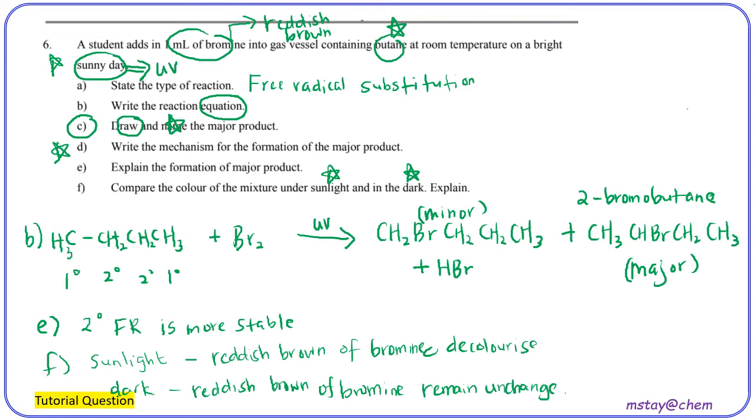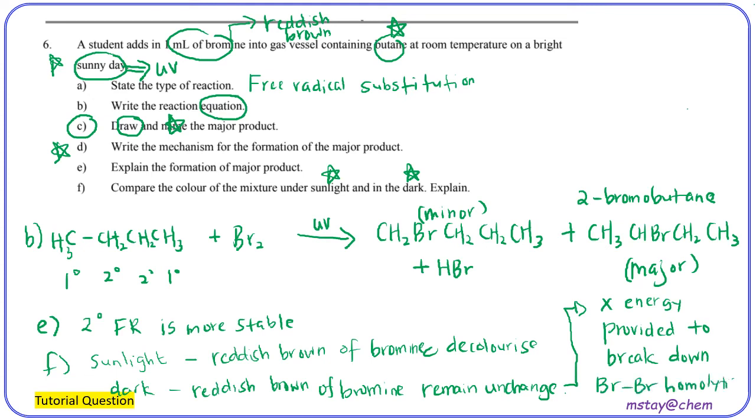So why does this happen? Because in the dark there is no energy provided to break down the bromine bond homolytically.